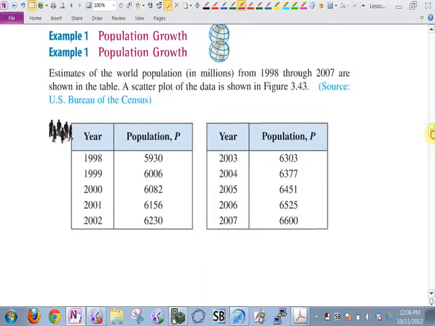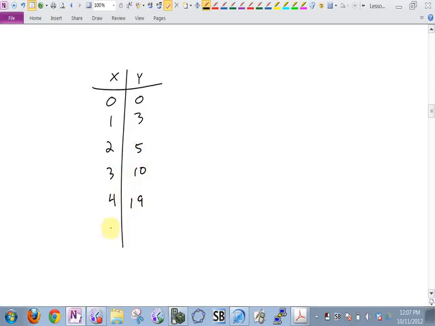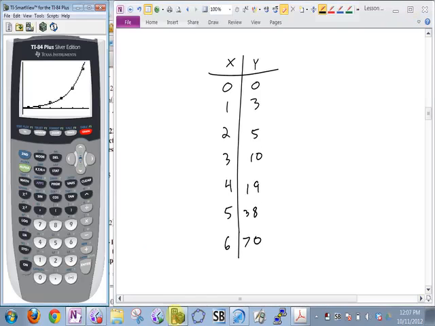This is a cool problem. Maybe we'll get back to it. I want to make one up instead. Let's take this set of data. How about this data: 0, 0; 1, 3; 2, 5; 3, 10; 4, 19; 5, 38; 6, 70. Okay? Let's look at that set of data. Okay, let's do a scatter plot.